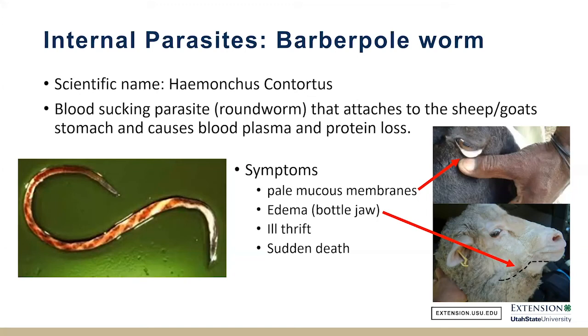Sheep are an animal that really like to be with each other. We call that being gregarious. They like the company of one another. And then sometimes, if you don't have a keen eye, there's sudden death. Depending on how fast these worms are populating and what the burden is on your animal, they can cause death pretty fast.